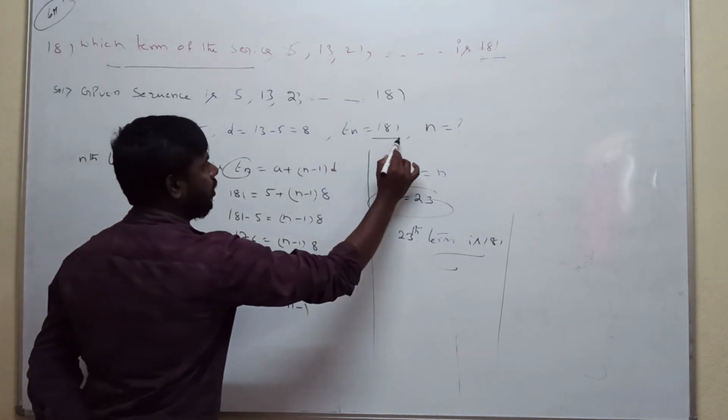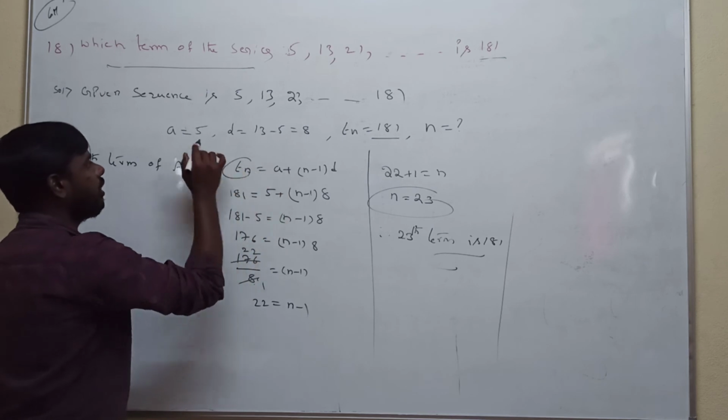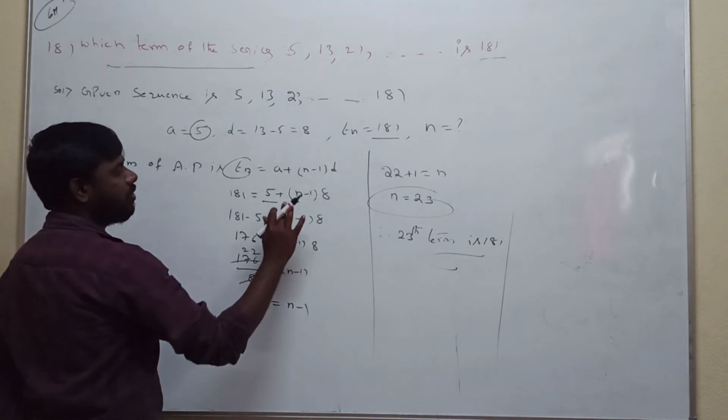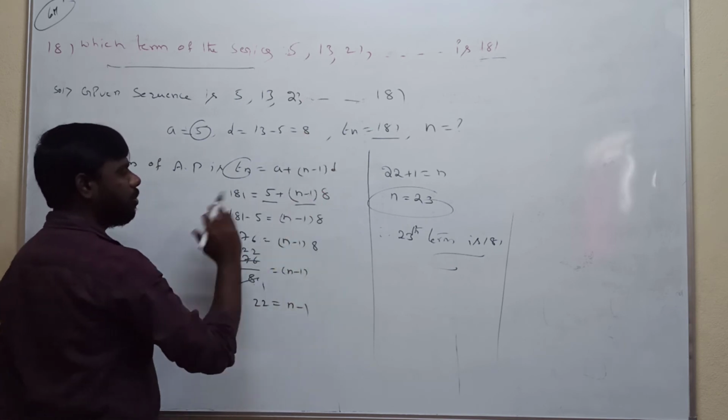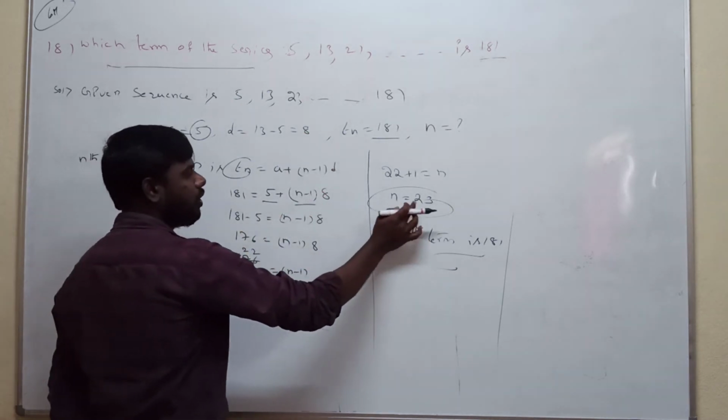The nth term value is 181. So substitute 181 is equal to a plus, the value of a is 5. The value of n you don't know, that's why we are writing it as it is. You get the d value, substitute 8. Now simplify all the values, finally you get 23.